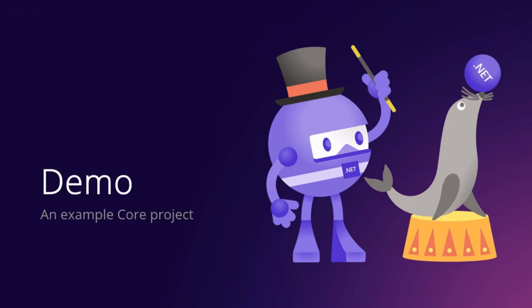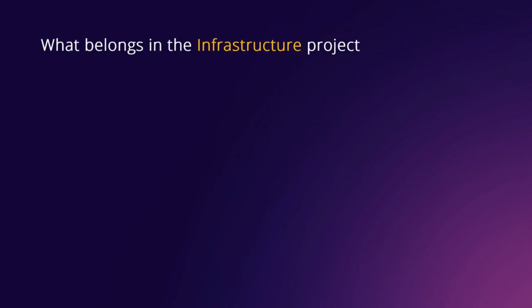And that is going to be the infrastructure project. All right, so inside of our infrastructure project, what are we going to have in there? We're going to have anything that has to do with external dependencies, as well as implementations of some of the abstractions that we might have created.